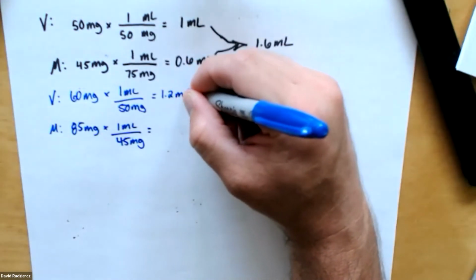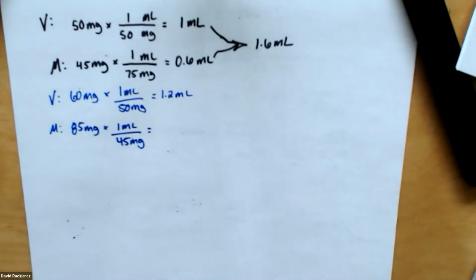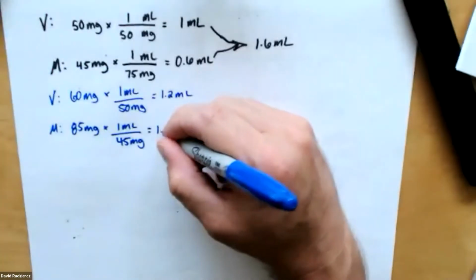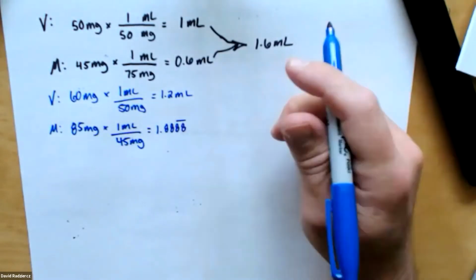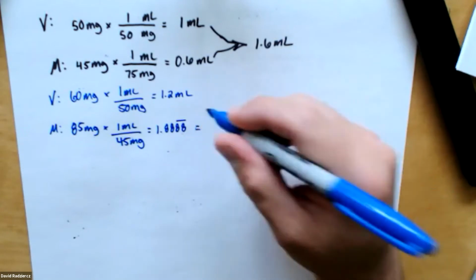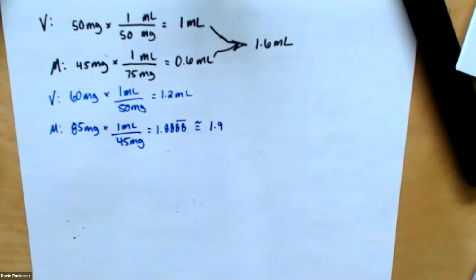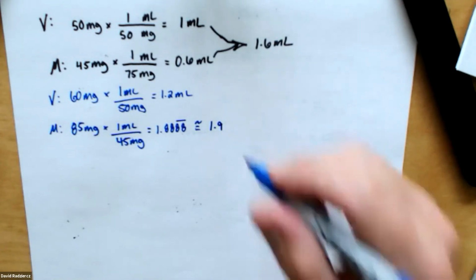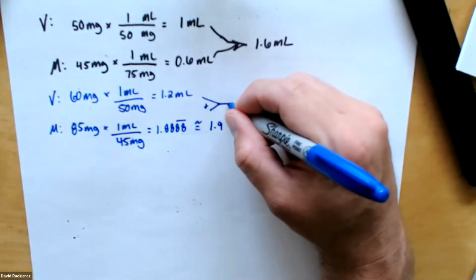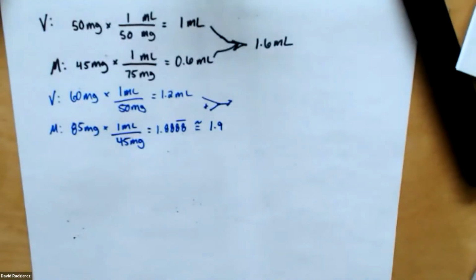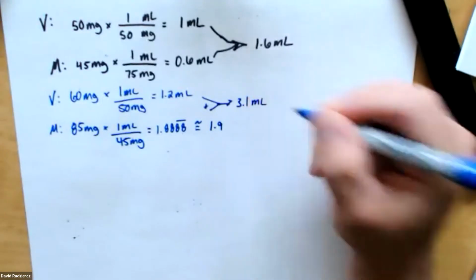Okay, so no rounding needed here. And then 85 divided by 45, this is where we get something that looks like this, 1.8888 and repeating, right? So you get all those eights. You're going to round that number to 1.9. I just want to make sure I wrote down the right numbers. Yeah, okay. You're going to round that number to 1.9 and then add these two together. And you're going to get 1.9 plus 1.2 is a total injection of 3.1 milliliters.